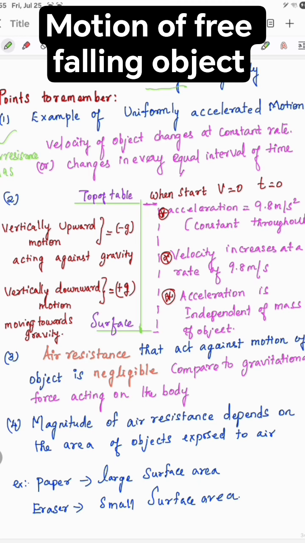There are other forces also acting. One is air resistance and the second one is the mass of the body. But remember, we are neglecting these two; we are not considering them.